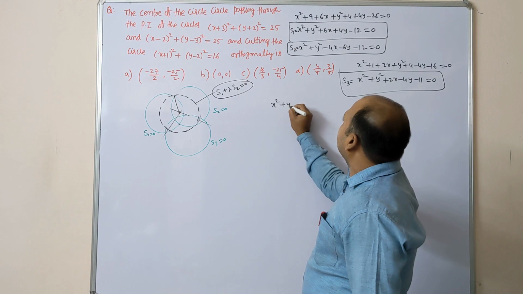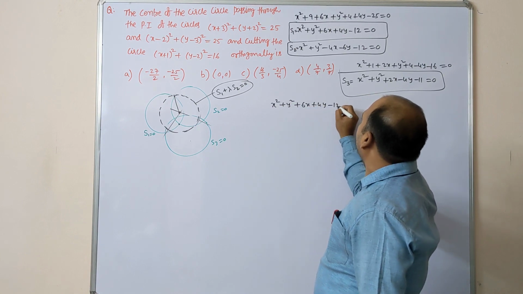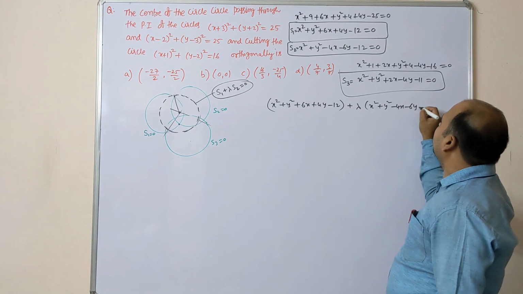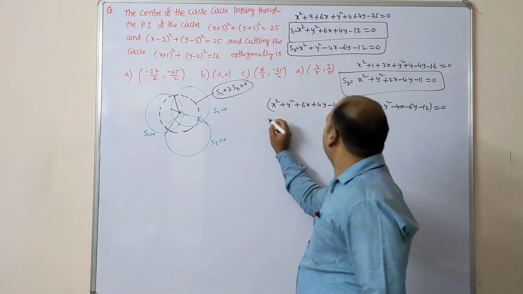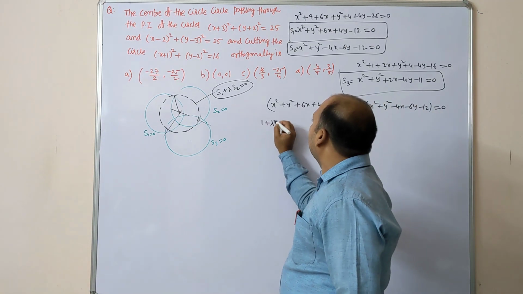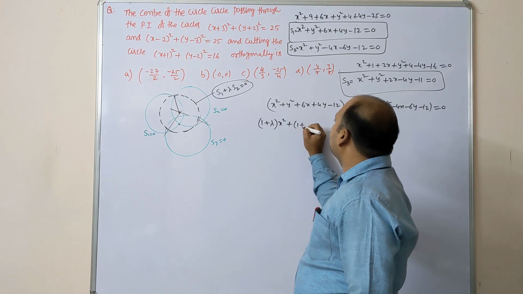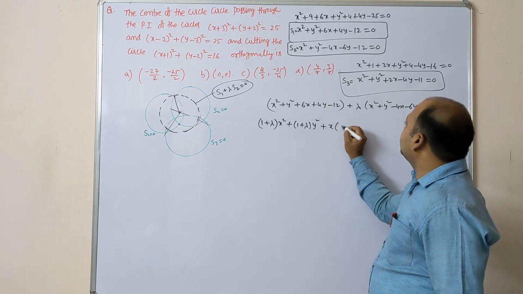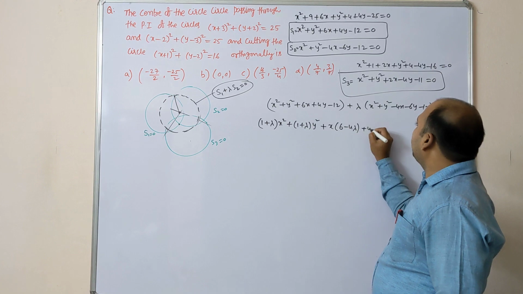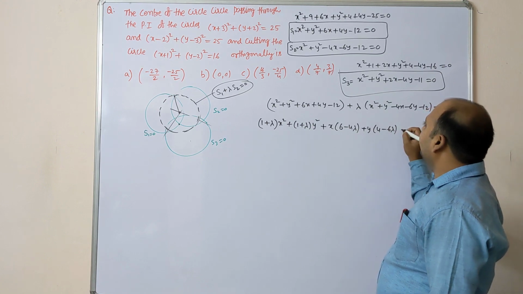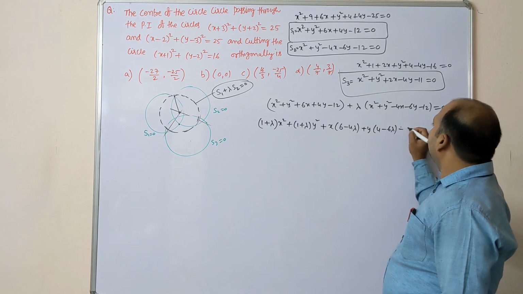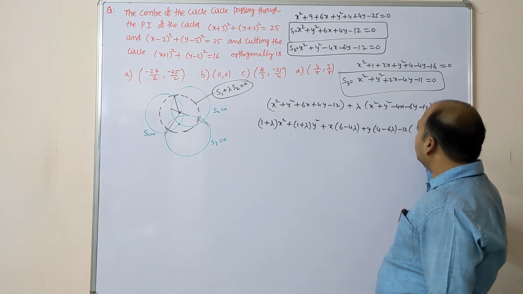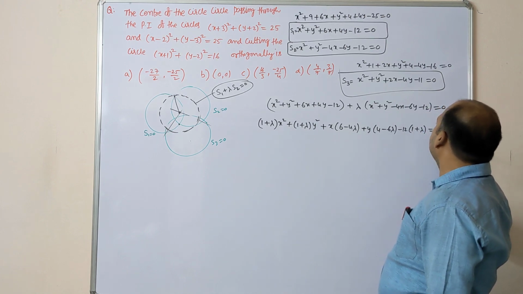So x square plus y square plus 6x plus 4y minus 12, plus lambda into the second circle x square plus y square minus 4x minus 6y minus 12, equal to 0. So x square take common: 1 plus lambda into x square. Similarly 1 plus lambda into y square. Next from these two, x take out common, so 6 minus 4 lambda. Next y take common, 4 minus 6 lambda. Next minus 12 take common, dear students: minus 12 into 1 plus lambda is equal to 0.